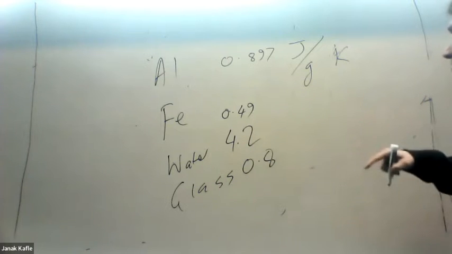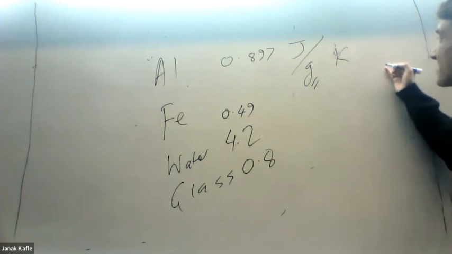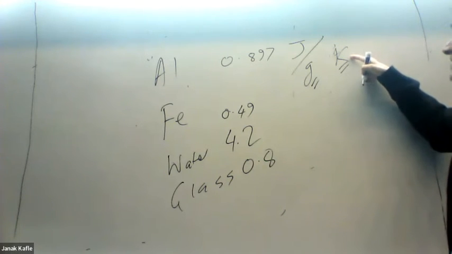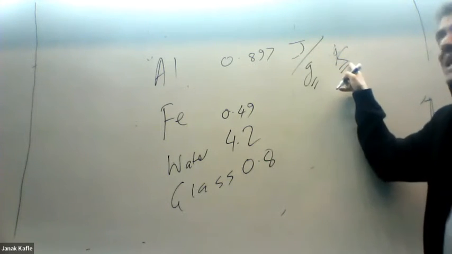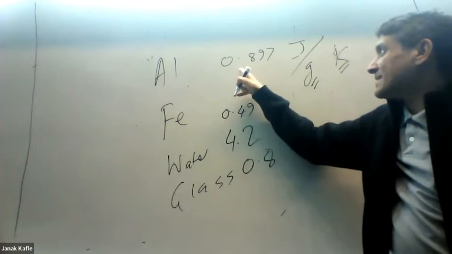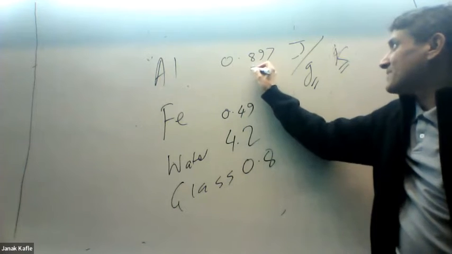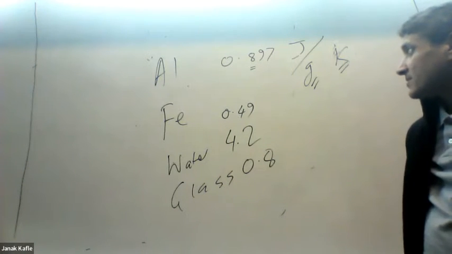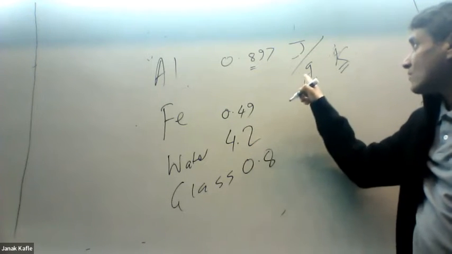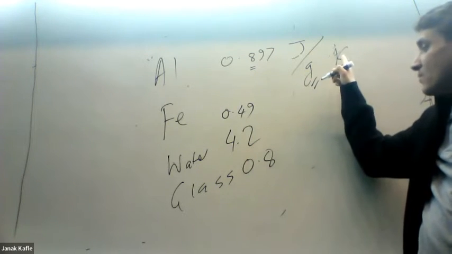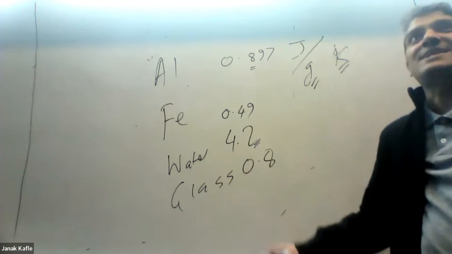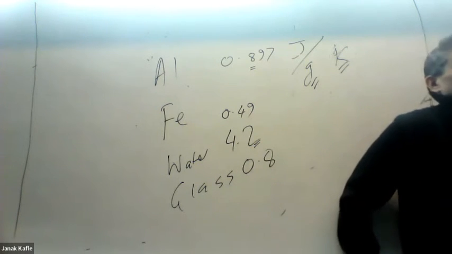So what are we doing here? We are taking 1 gram of each substance, and we are trying to change the temperature by 1 Kelvin. And how much heat are we giving to do that? To change the temperature of 1 gram of aluminum, we need to give this much heat, 0.89. But to change the temperature of 1 gram of water by 1 Kelvin, we need to give 4.2 joules of heat. So water really takes a lot of heat to get heated.